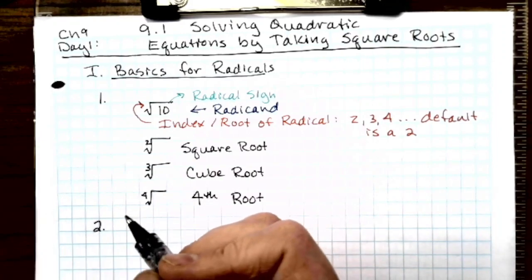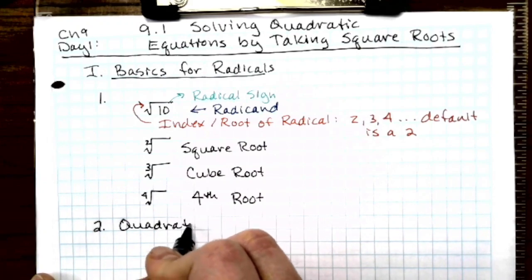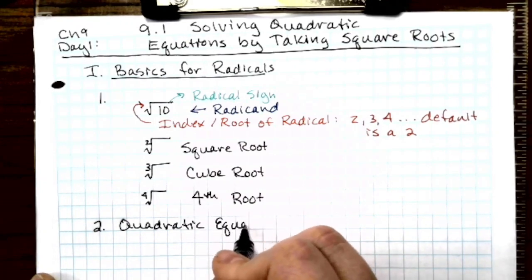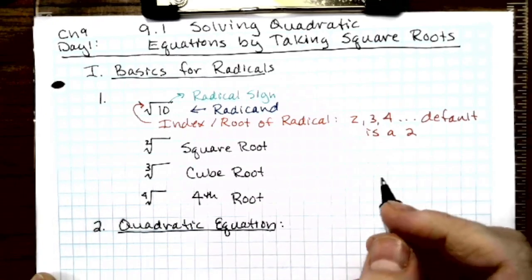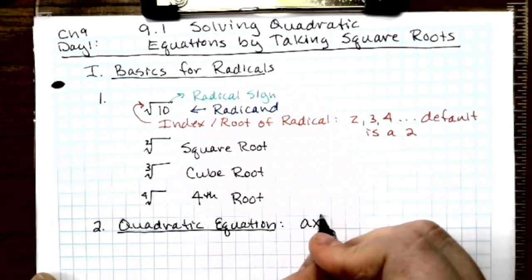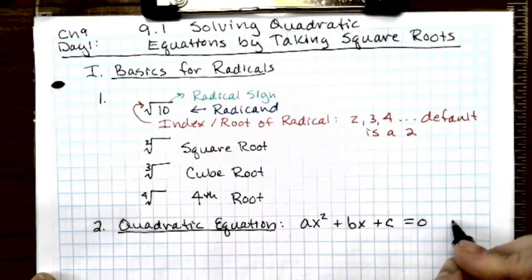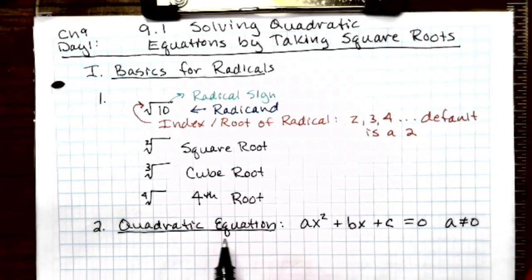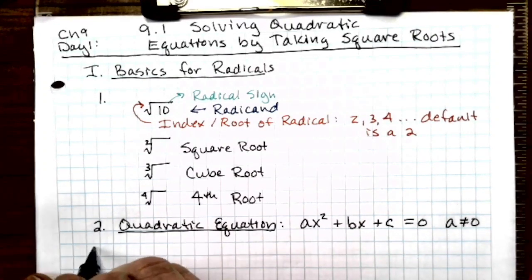Okay, item number 2, a quick review of the quadratic equation, not to be confused with the quadratic formula. The quadratic equation is ax squared plus bx plus c equals 0, and a can't be 0. So basically a quadratic has an x to the power of 2, and then it may or may not have a b or a c, but it has to have an x to the power of 2.